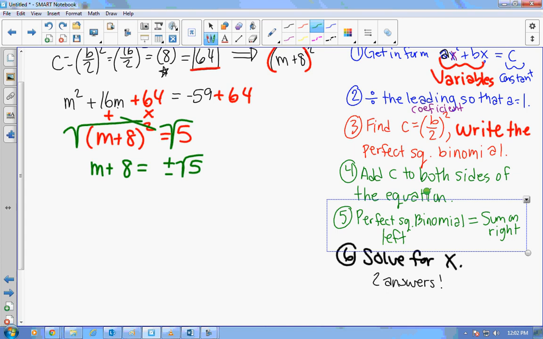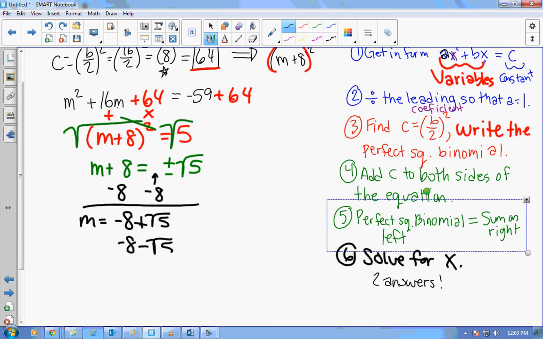Well, if it's plus 8, we would write negative 8. Okay, so we're going to subtract 8 on both sides. And it's going to go right in front of the plus and minus. We get two answers. Negative 8 plus root 5 and negative 8 minus root 5. Now, if the directions say nothing about rounding a decimal, you're done.